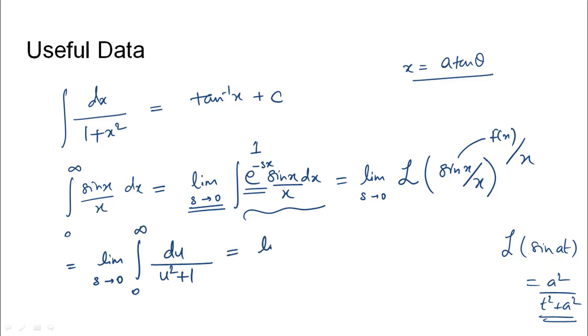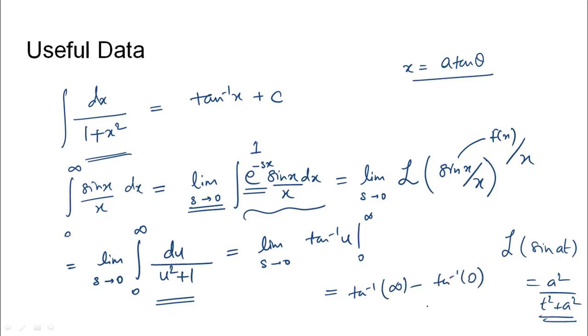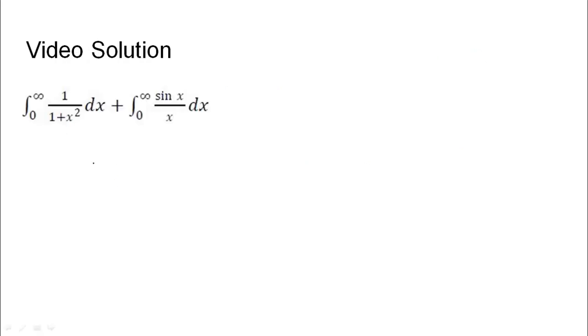This can be further written as limit s tending to 0. This is nothing but similar to dx by 1 plus x square, which would give tan inverse of u from 0 to infinity, which would turn out to be tan inverse infinity minus tan inverse of 0, which would become pi by 2. So in this case we have been given two integrals.